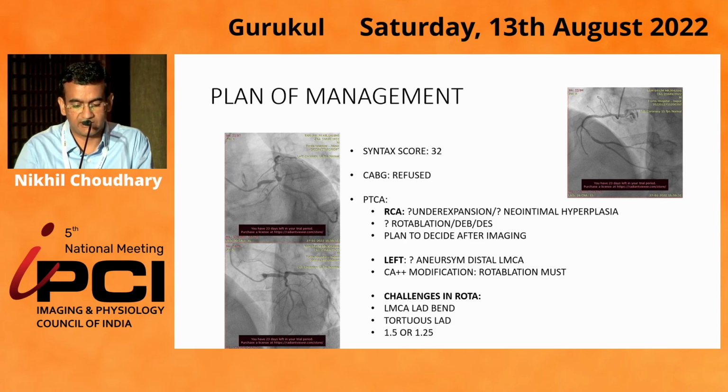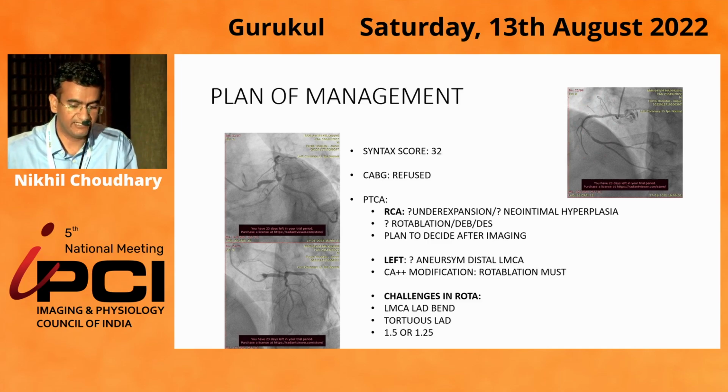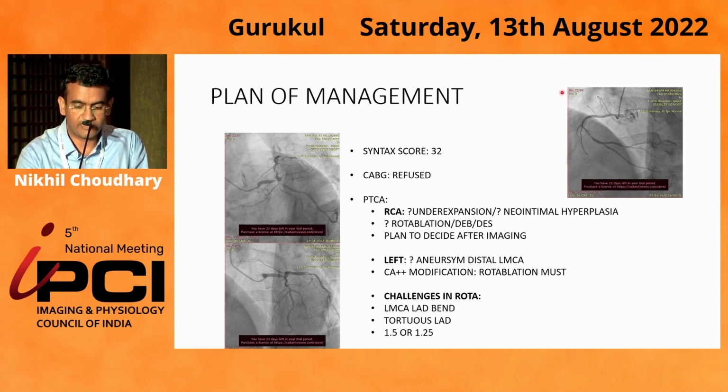For this case, the things I was actually worried about were: why was the stent in the RCA, what was the reason for his ISR? Was it an under-expanded stent? Was it neointimal hyperplasia? Secondly, because of the calcific LAD, how much calcium was there in the RCA? So again, I thought I'd do imaging and then decide.